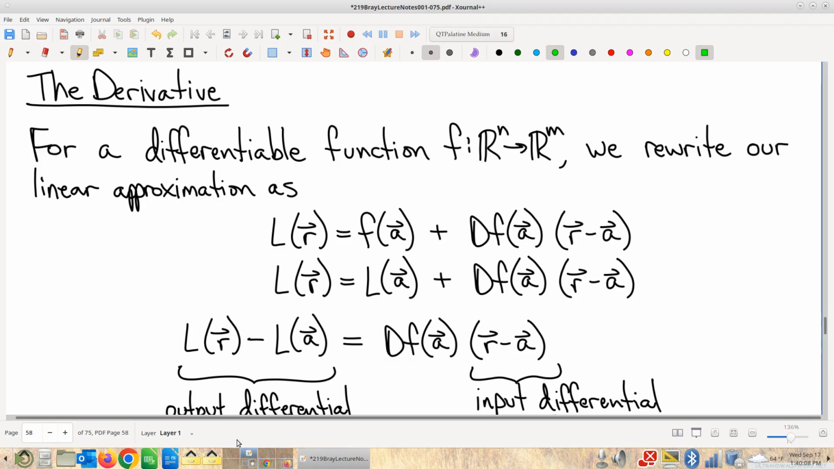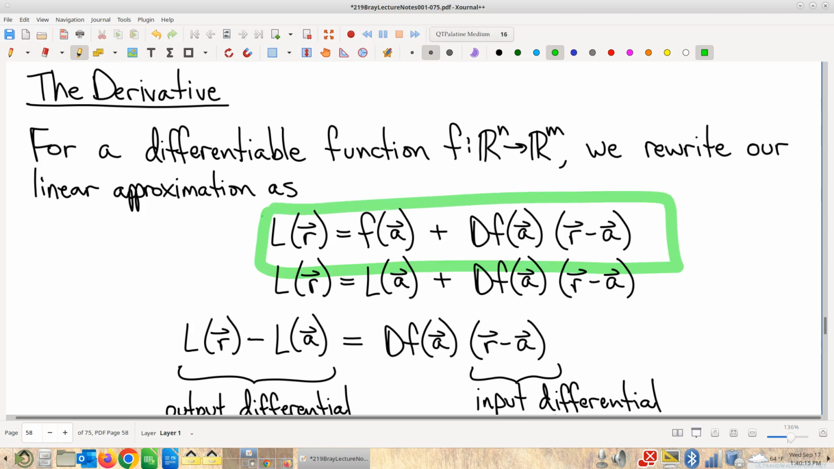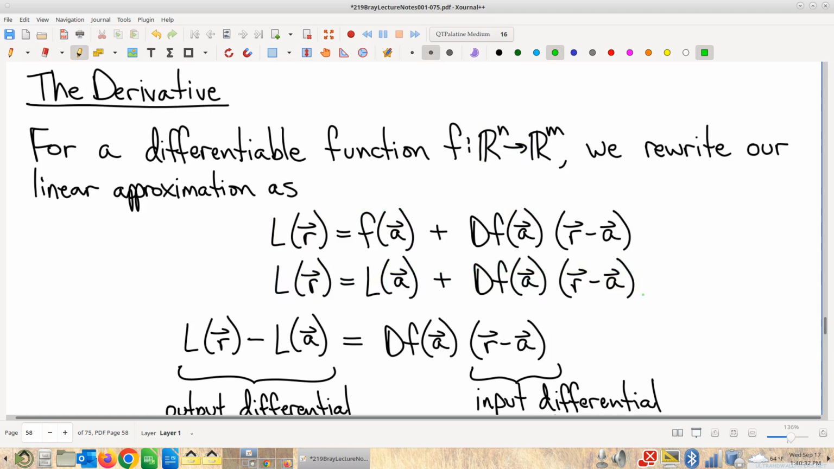Okay, picking up where we left off, here's a formula that we wrote down previously. This is the general formula for a linear approximation. Notice this is the fully general case where we have a multivariable function that is also vector valued, right? Okay, so a couple of quick, easy little observations.